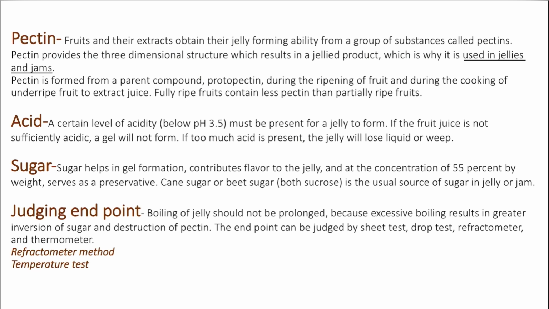Okay, so in general, the optimum pH value for jelly is 3.2. You should write it. The optimum pH value for jelly is 3.2. And what I have told you earlier, the higher the pectin, the higher will be the stiffness of the jelly. And in acid, the final jelly should contain 0.5% of acid, preferably 0.75.